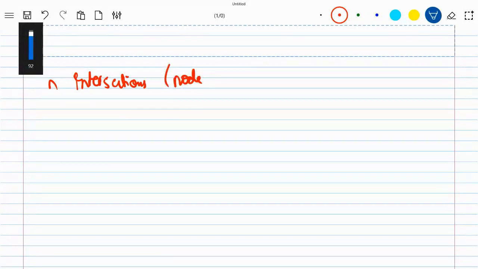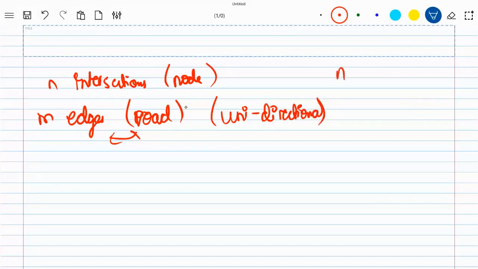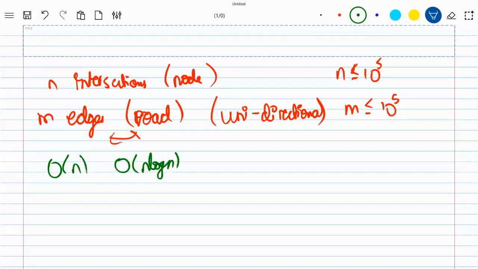We're given n intersections. In graph terminology, that'll be a node. And m edges, which is a road. This is unidirectional, which is important. And the constraints were n less than or equal to 10 power 5, m less than or equal to 10 power 5. So what we notice in the constraints is we need a linear or n log n solution, anything less than n squared, right? Okay.